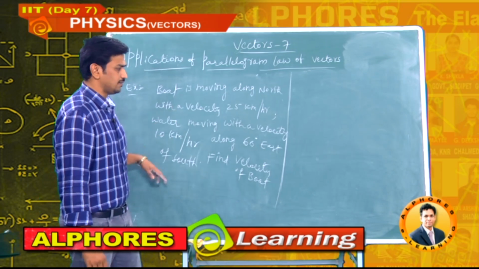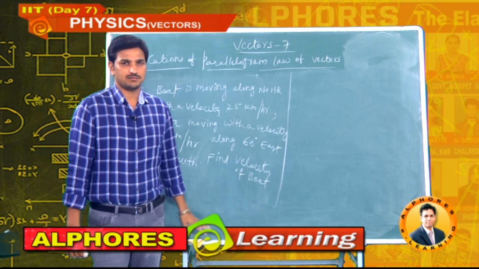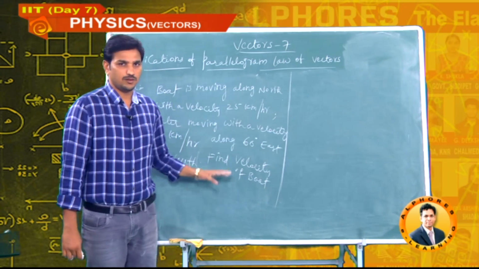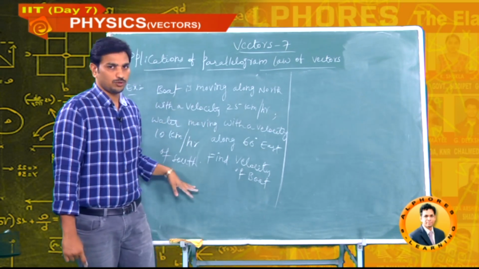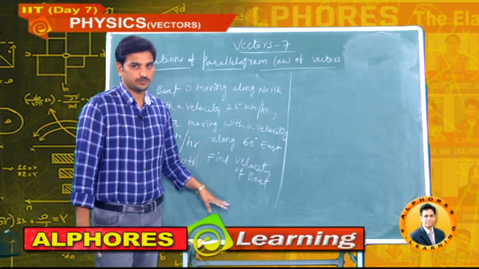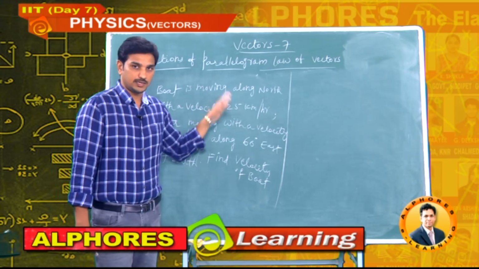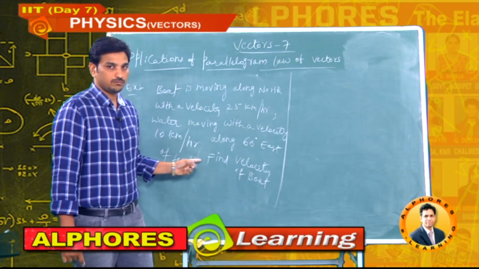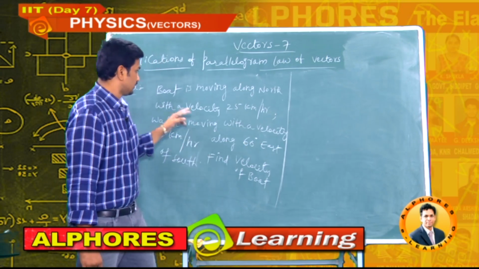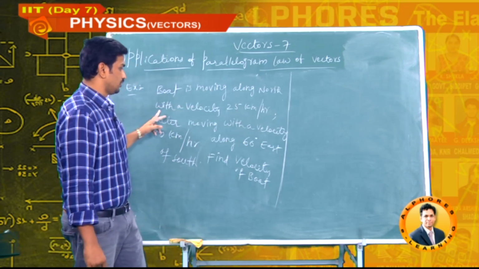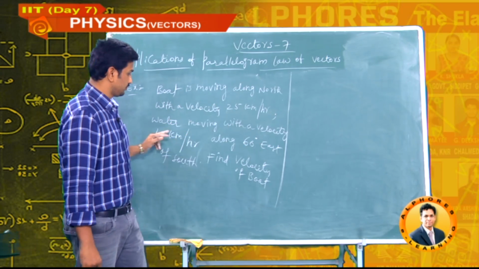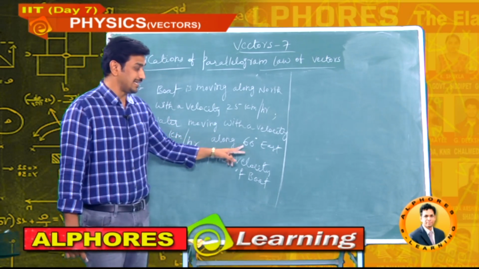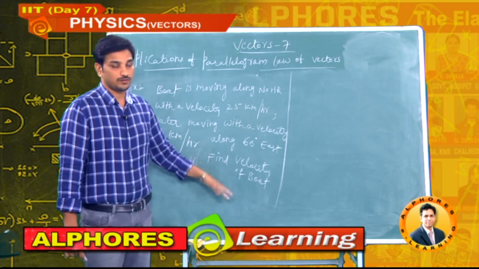See the question once again. If you understand the question, the answer is not that difficult. Most of the questions, why are we unable to solve them? Because of lack of understanding of the question. Try to understand the question. If you didn't understand, try to read twice, thrice. Once you understand the question, then we can easily solve it. Now, the boat is moving along north with a velocity of 25 km per hour. Water is moving with a velocity of 10 km per hour along 60 degrees east of south. Find the velocity of the boat.